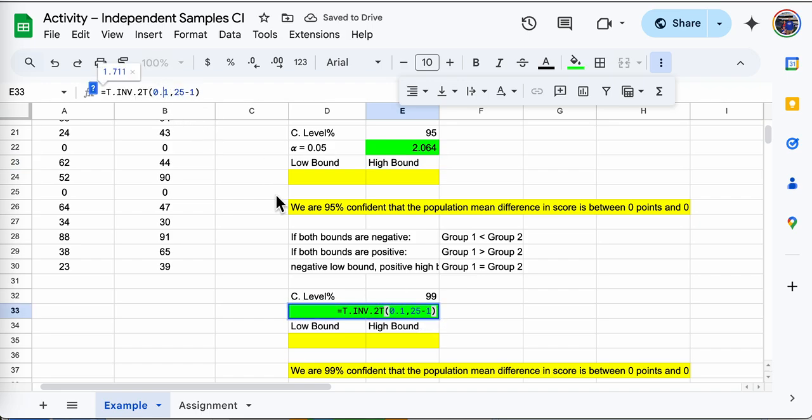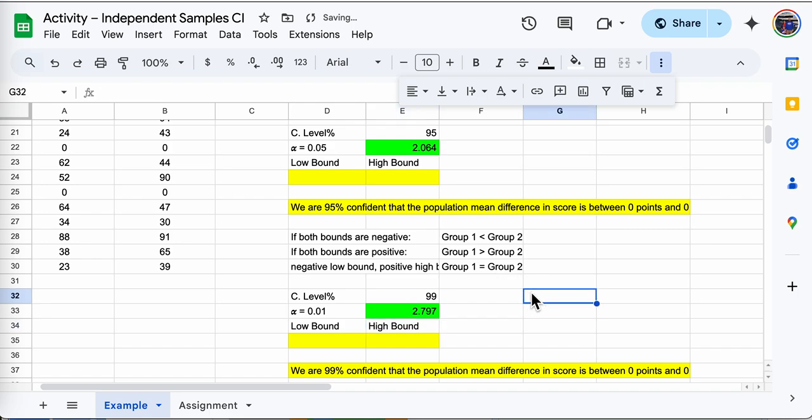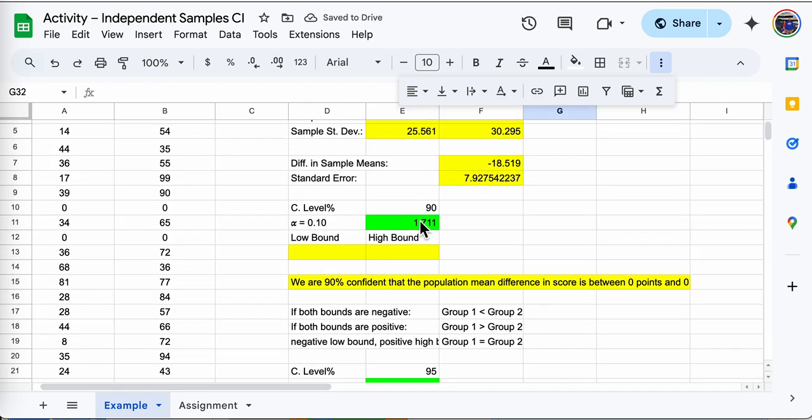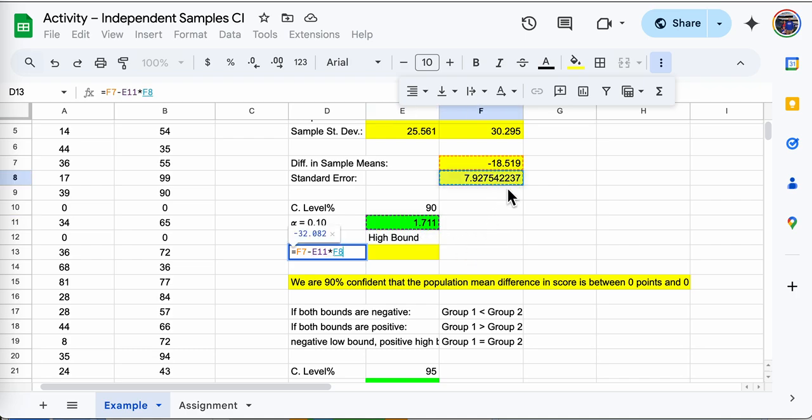And then to 0.01. Lock them in. No need to update any row references because I actually just typed in the 25 minus 1. And again, you could just write 24 if you want. All right. So now for the low bound, I'm going to take the difference in sample means, so equals this, minus this times the standard error. I'm going to grab that.